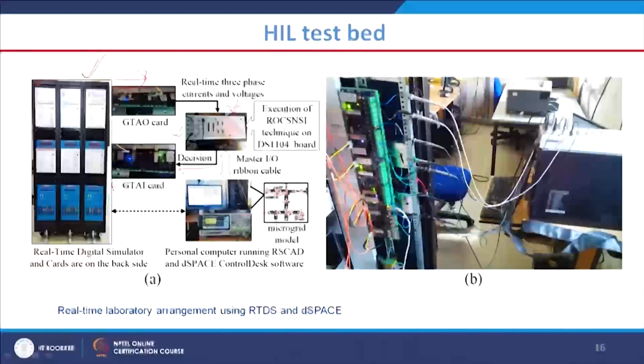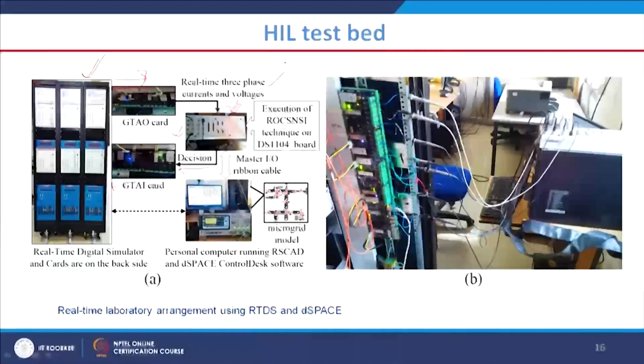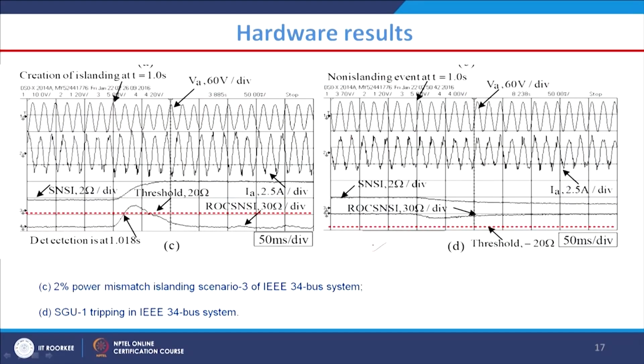AI means analog input card. Through this it will go to the RTDS, and there the corresponding circuit breakers of the DGs or renewable energy sources are going to be opened, so that the DG will be shut down if there is any islanding. If there is no islanding, there is no need to open the circuit breaker near the DGs. This is how this particular HIL test bed looks, and here we have provided some practical pictures and a sample hardware result. You can see this is the SNSI and it crosses the threshold, which means the trip signal is going to be generated.